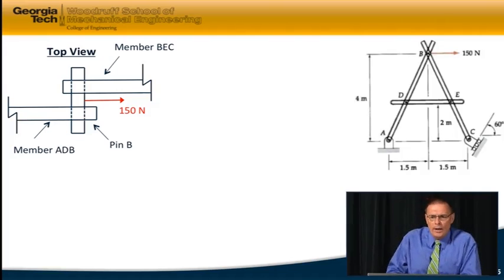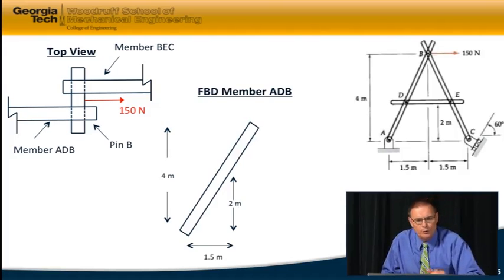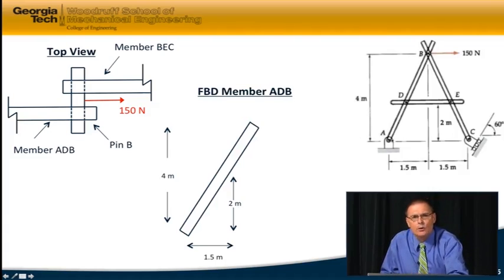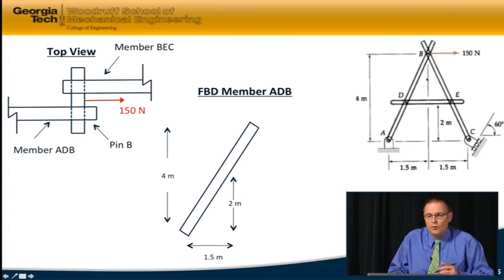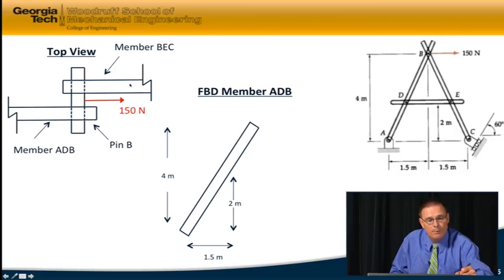I chose to go ahead and draw a free body diagram of member ABD, and the reason I did that was because the problem statement said, what's the force of the pin at point B on member ABD? To draw that free body diagram, let's first look at a top view of the structure. You can see we have the 150 Newton force applied at the pin, and we have member BCE connected here, and we also have member ADB connected to the pin.